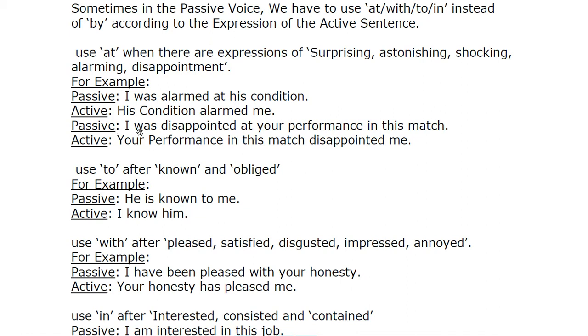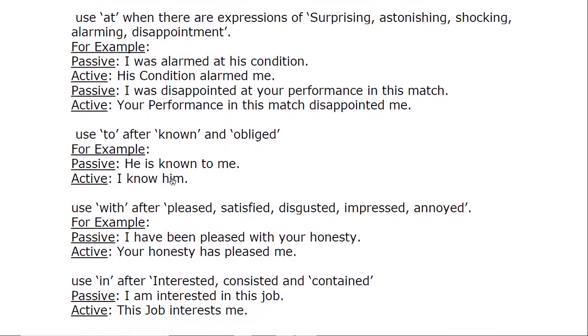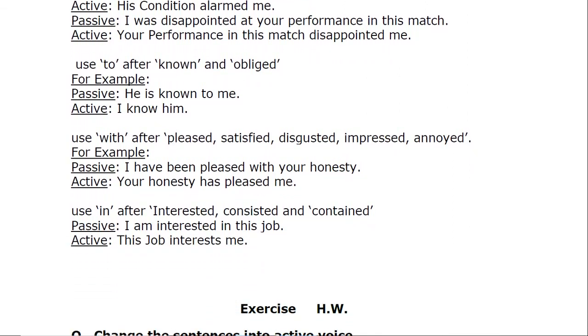Next one, use to. Now when you will use to after known and obliged. Okay, passive. He is known to me. So me is what? I know him. Okay, is भी जाएगा. Is your to be verb, and in this is instead of by, so ये भी जाएगा. Okay, so I know him. I know him. Clear? Okay.